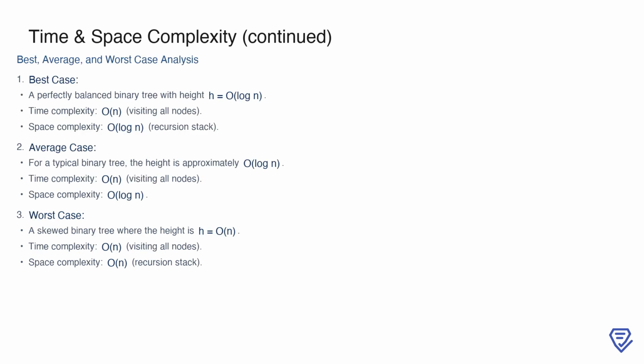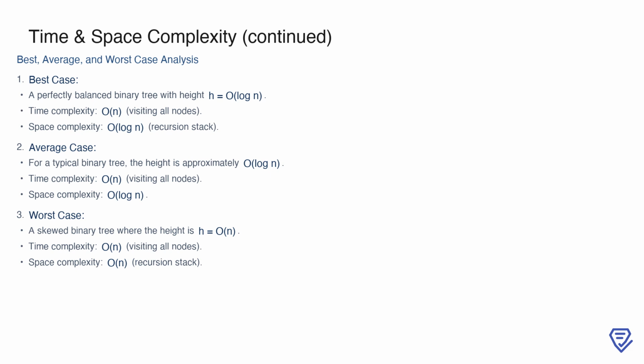When analyzing the best, average, and worst cases, we start with the best-case scenario, which occurs with a perfectly balanced binary tree. In this case, the height of the tree is O(log n), and since we still visit every node, the time complexity remains O(n), while the space complexity is O(log n), due to the recursion stack. For the average case, a typical binary tree also has a height around O(log n), leading to the same time and space complexities as in the best case, O(n) for time and O(log n) for space.